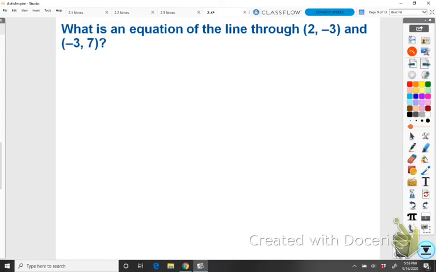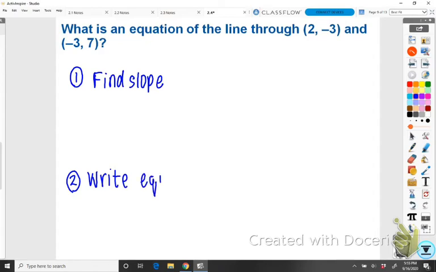So this says, what is the equation of the line? And it starts with 2 points. So each equation needs the slope first. So we've got to find the slope and then write the equation. So to find the slope, remember that's y2 minus y1 over x2 minus x1. We'll call this the first point, x1, y1, and the second point, x2, y2.